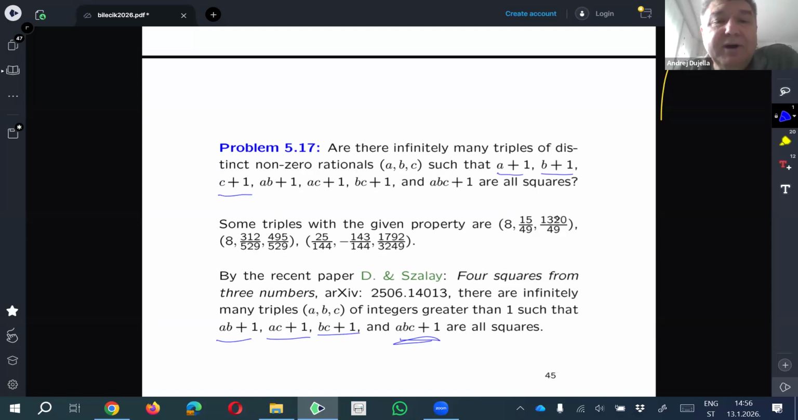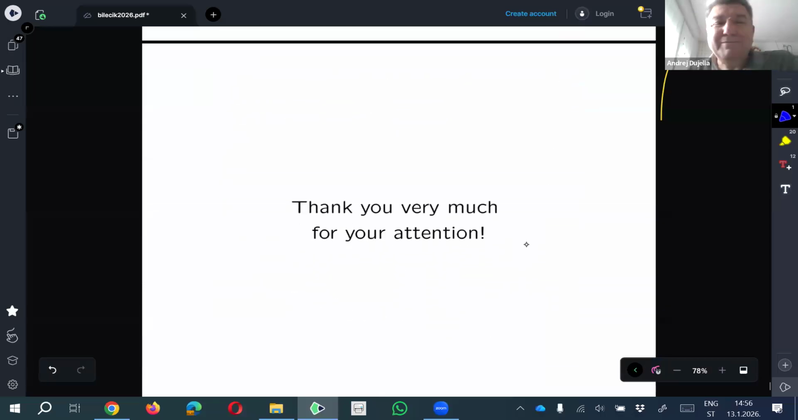Later, my colleagues Matija Kazalicki and Vinko Petričević found more such examples, but still it is open whether there are infinitely many such triples, and I find this problem also interesting. And I'm at the end of my talk. Thank you very much for your attention.